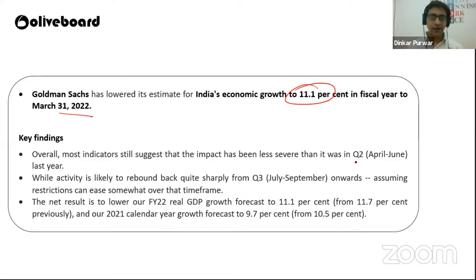So while activity is likely to rebound quite sharply from quarter 3, that is July to September onwards, assuming restrictions can ease somewhat around that time frame. So the net result is to lower our financial year 22 real GDP growth forecast to 11.1% from earlier 11.7% previously, and our 2021 calendar year growth forecast is 9.7%. Okay, so this is all for question number one.